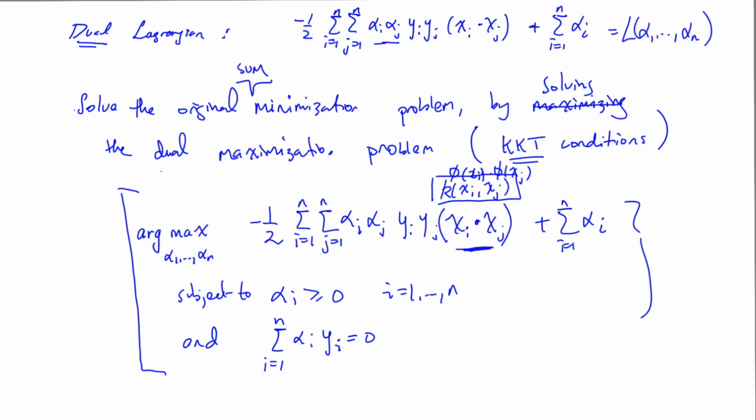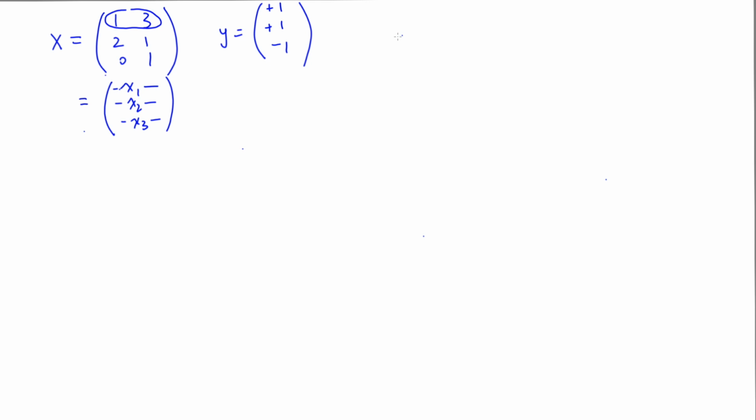If you look at the objective of the SVM here, we actually have this yi yj xi xj, so we have yi xi dot yj xj. So it's common to introduce this x prime matrix, which is basically the rows of x multiplied by their class. In this case, 1, 3 times 1 is just 1, 3, then 2, 1, and then the last one multiplied by its class is 0, -1.